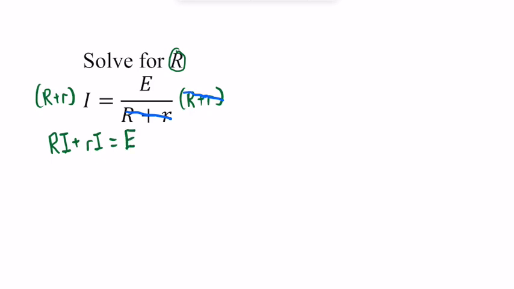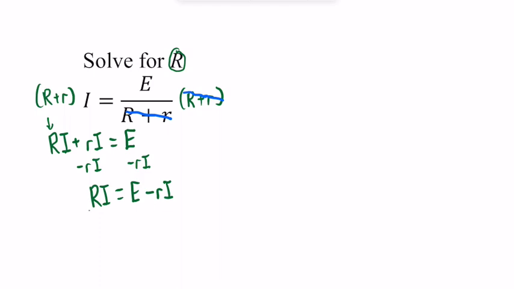After getting rid of the fraction, what you do next depends on what variable it asks you to solve for. Here we're solving for that capital R, so we need to get all the terms that don't have that over on the other side. In this case, we accomplish that by subtracting little r times I from both sides. And we're left with big R times I equals E minus little r times I.